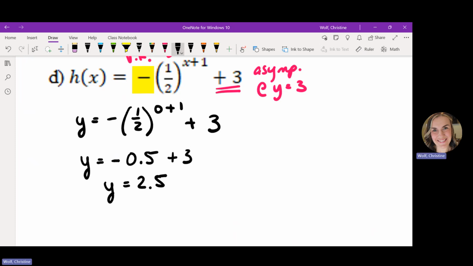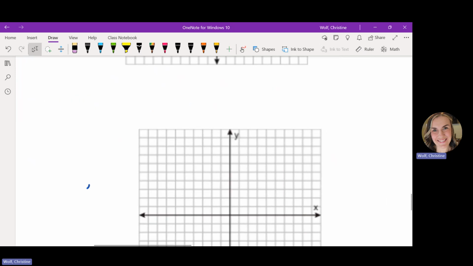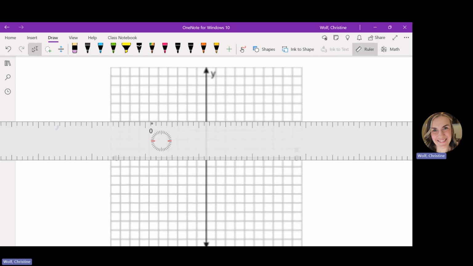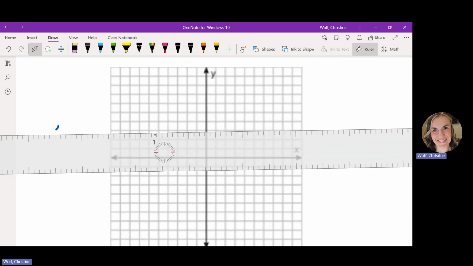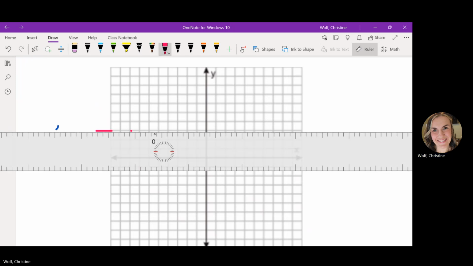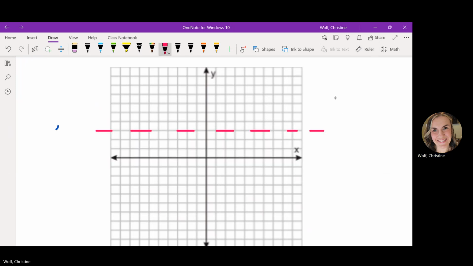Oh, I forgot domains and ranges. I'll go back and do those at the end. All righty, so y equals 2.5. I'm going to go over here and I'm going to draw my new asymptote. Get that out of the way. 1, 2, 3. Alrighty, there it is. And then I have my, I keep saying asymptote, my y-intercept at 2.5.